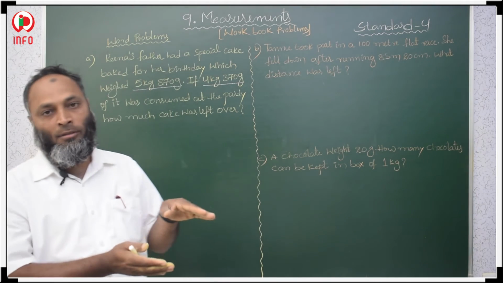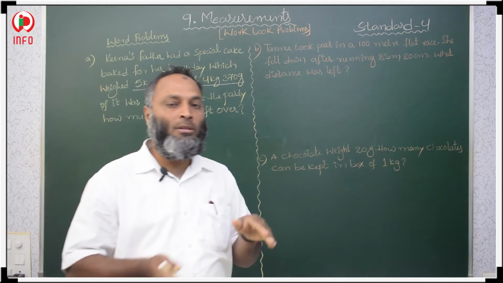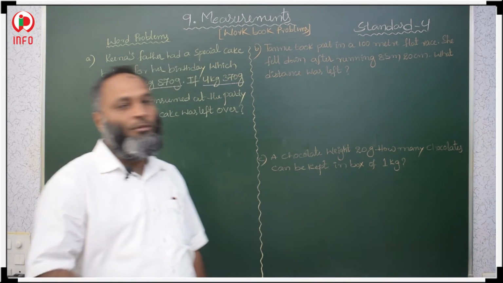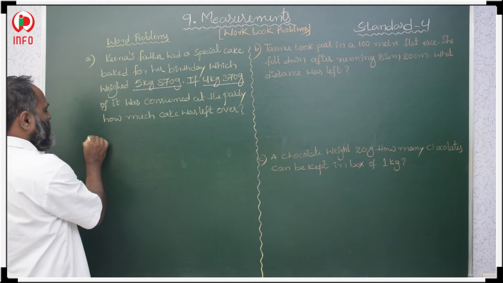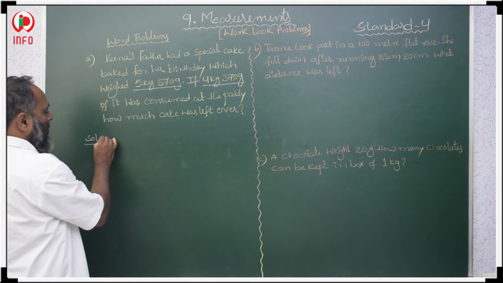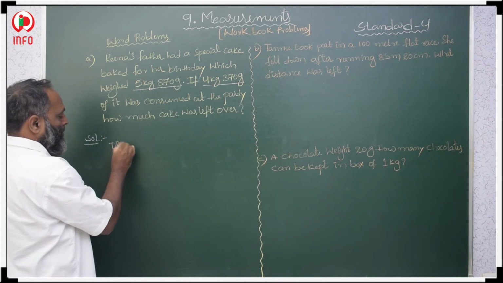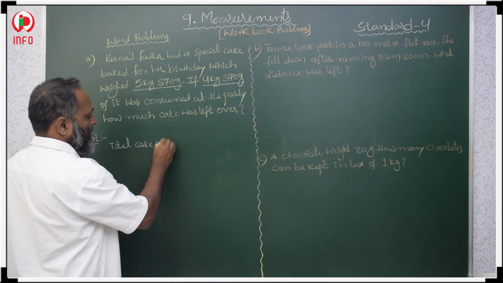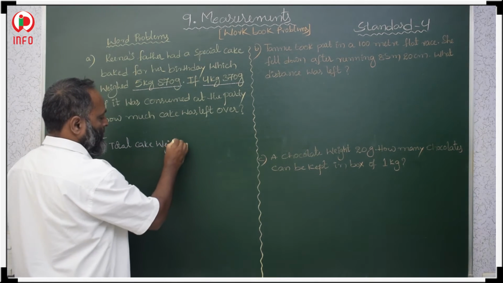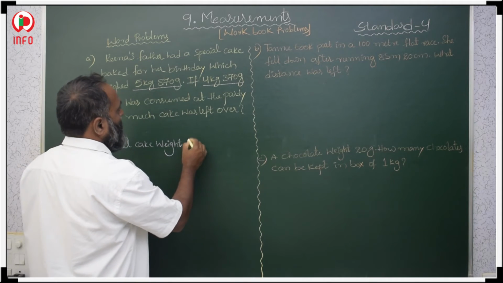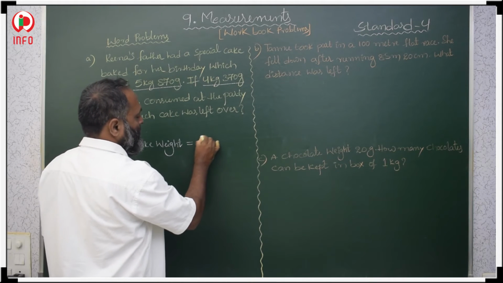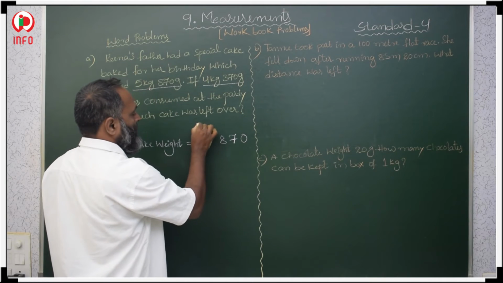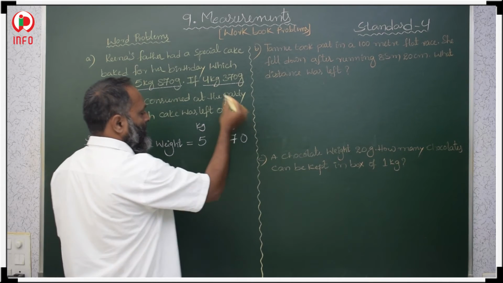From the total cake weight, we subtract how much they consumed. Then you will get how much cake is left over. Okay, here is the solution. Total cake weight, that is 5 kg 870 grams. This is about kgs, this is about grams.